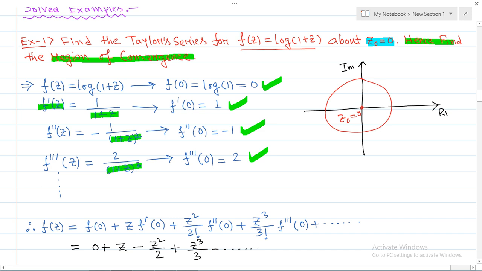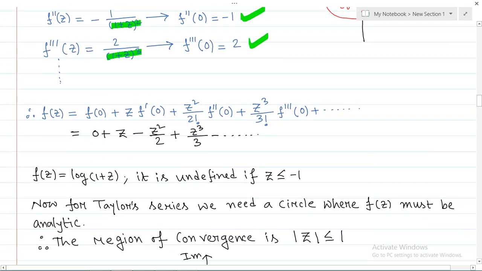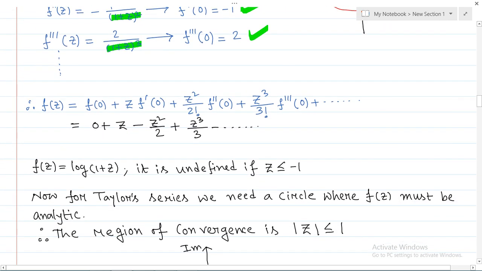Now we will put all these values in the final expression of the Taylor series. So f of z is f of 0 plus z into f dash of 0, plus z squared by 2 factorial times f double dash of 0, and so on. f of 0 equals 0 itself. f dash of 0 is 1, so 1 into z. f double dash of 0 equals minus 1, so minus z squared by 2. f triple dash of 0 equals 2, divided by 3 factorial. 3 factorial is 6, so 2 and 6 cut down and we have z cube by 3. So this is our required answer.